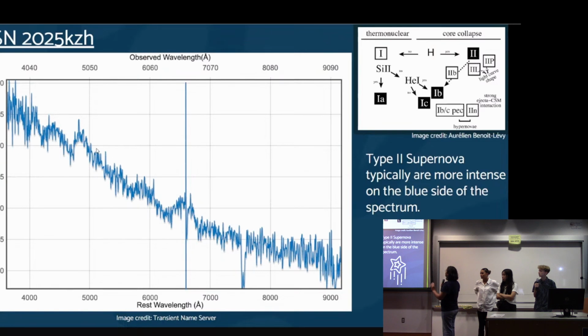One of our first things when looking at this was to use the flow chart that Chelsea pointed out earlier to help us identify, since we know one of the main elements in some supernovae is helium. Here we looked at it, and it actually had helium, which is a good sign, because it meant that it was a Type 2 supernova. And Type 2 supernovae are also typically on the more blue side of the spectrum, meaning they're hotter and also typically more intense.